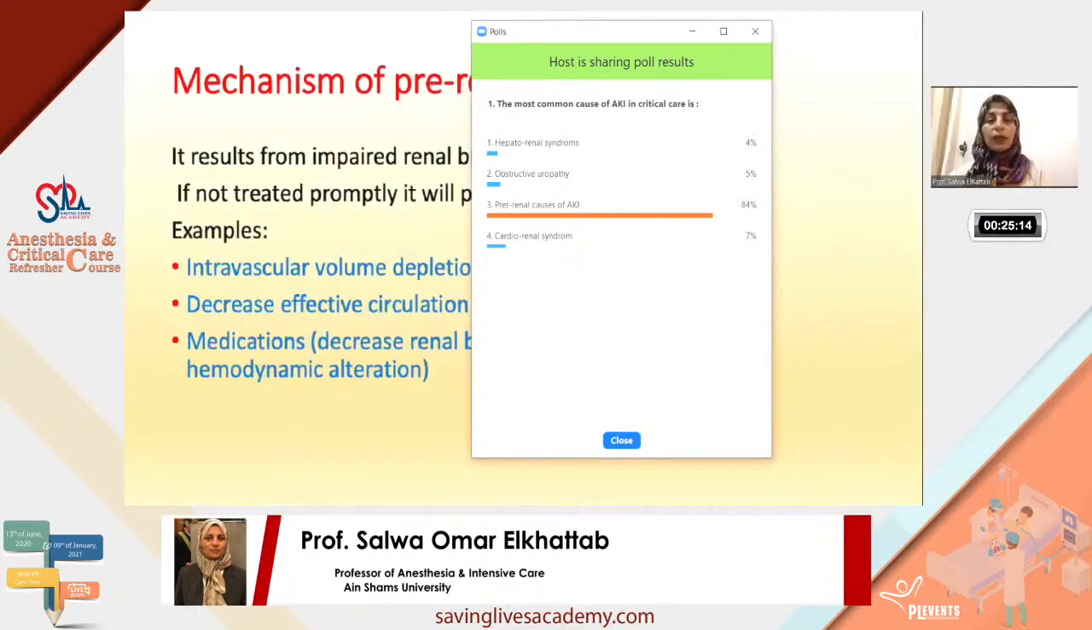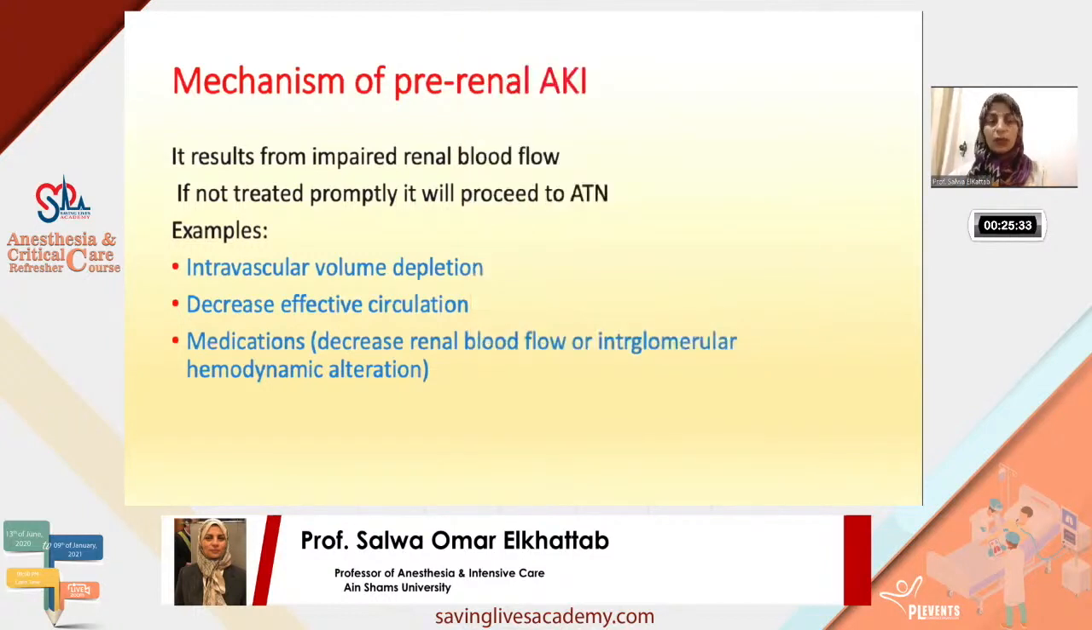About pre-renal, it can result from impaired renal blood flow, which, if not treated properly and immediately, might proceed to be acute tubular necrosis. This happens usually in shock patients, either the shock is hemorrhagic, hypovolemic, or most commonly septic, and decreases effective circulation. Some medications lead to pre-renal by decreasing renal blood flow, working on the tone of the afferent arteriole or through intraglomerular hemodynamic alteration. It's not that common. The most common is being shocked, like our case.